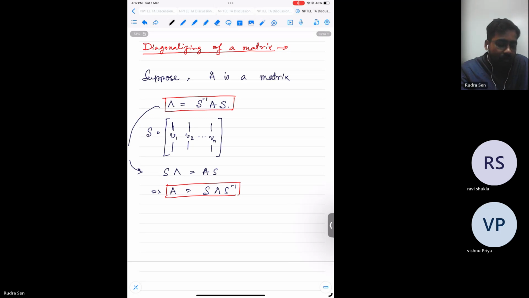Since these matrices are basically similar, the nature and properties of these two matrices, the big lambda and A, are basically similar. So that's why it is preferable to work with the easy matrix than the difficult one. So that's why we need diagonalization.